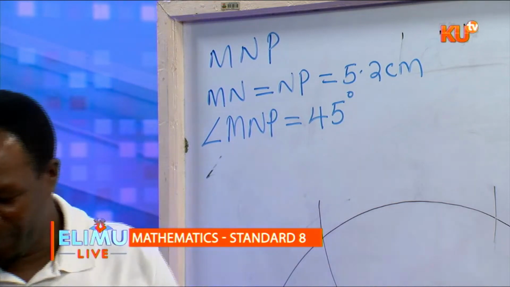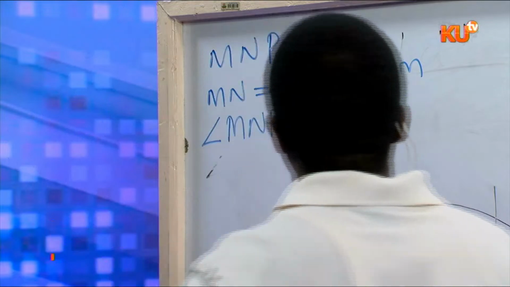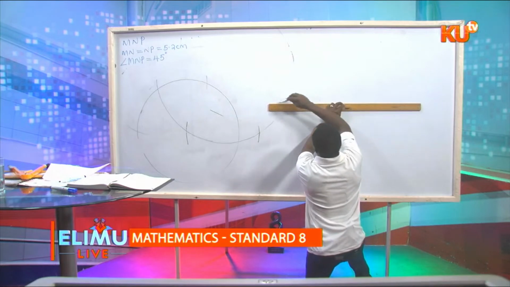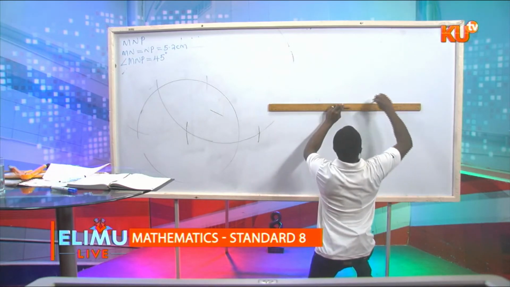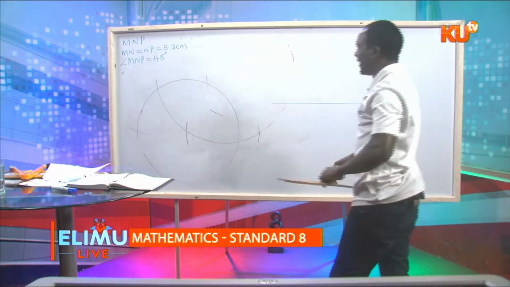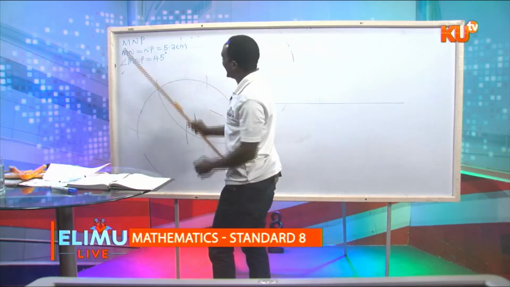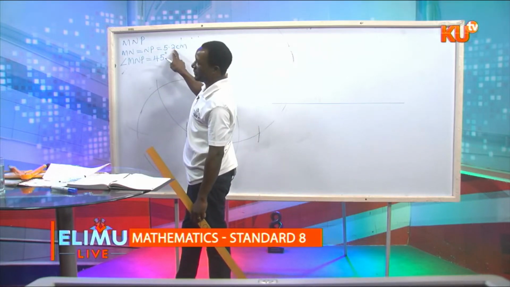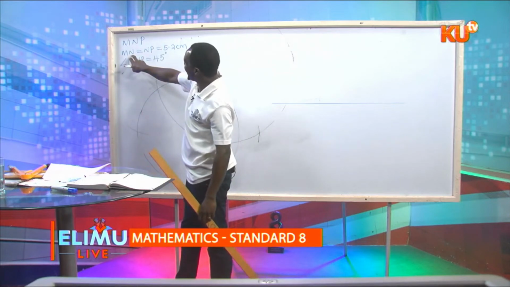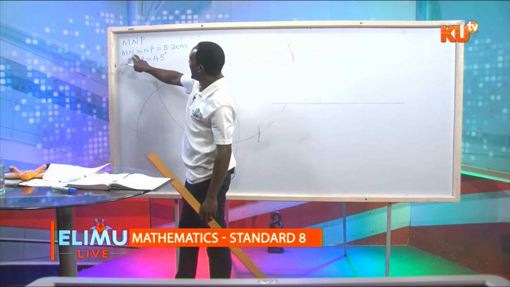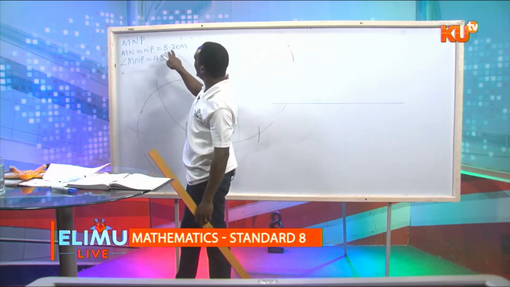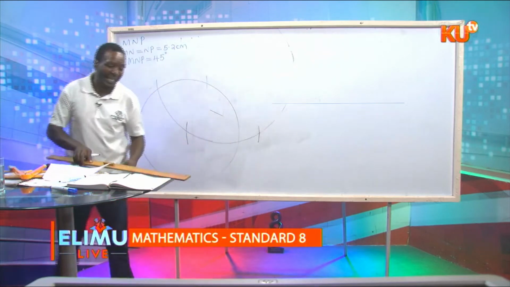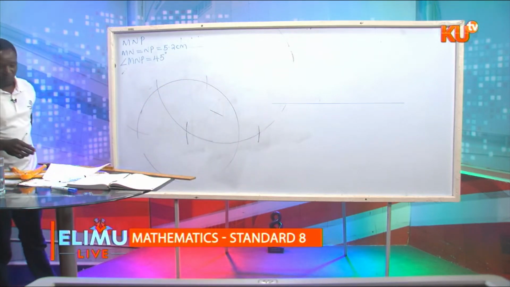It is obvious. Start by drawing a long line. Just draw a long line. There it is. Then come here. We have MN is equal to NP is equal to 5.2 centimeters. This means that there are two sides which are equal, MN and NP. Both of them are 5.2 centimeters. So, in essence, here we are constructing an isosceles triangle.